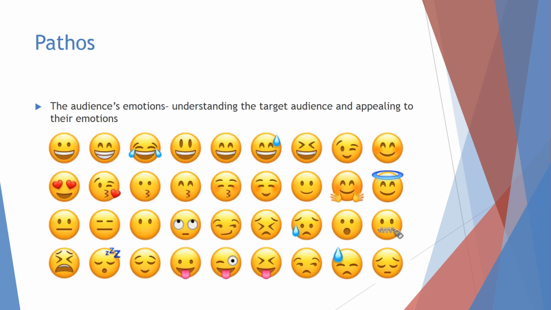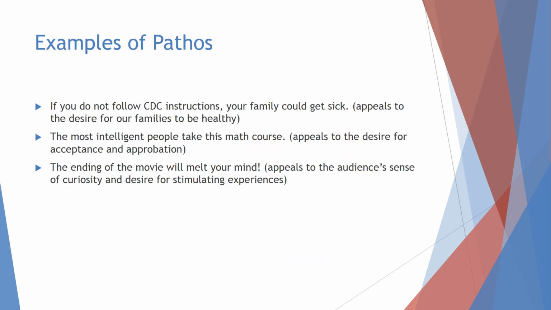Pathos is the audience's emotions. It's not the author's emotions, it's the audience's emotions. So it's understanding the target audience and appealing to their emotions. Here's some examples of pathos.